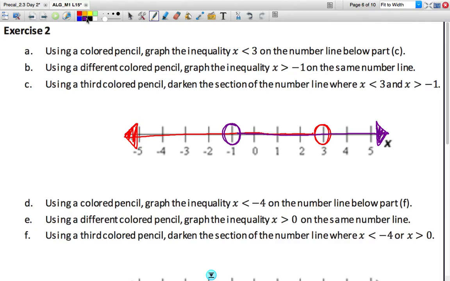Part C says, darken the section of the number line where x is less than 3 and x is greater than negative 1. So x is less than 3 would be this red part, heading this way from this red circle. And x is greater than negative 1 would be to the right of this purple circle. So if you look where my arrows are, I need to darken this middle section between the two open circles.